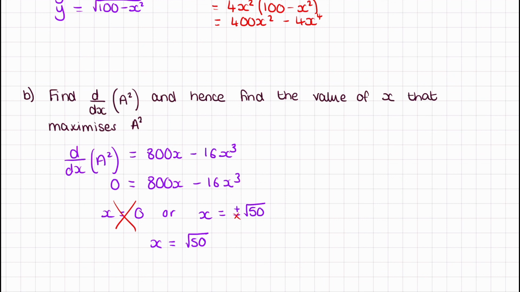Now double check this in your calculator. You can just graph that original function of 400x squared minus 4x to the power of 4, and just double check that that maximum point is at the square root of 50. And if you did that, you would find it would be.